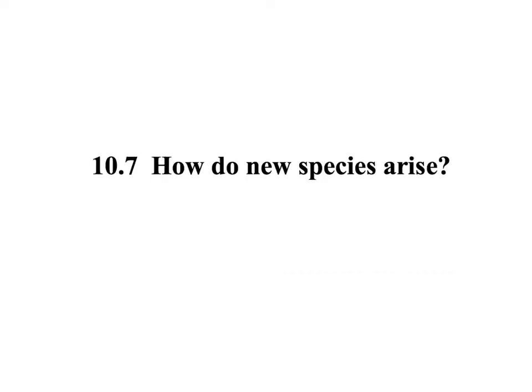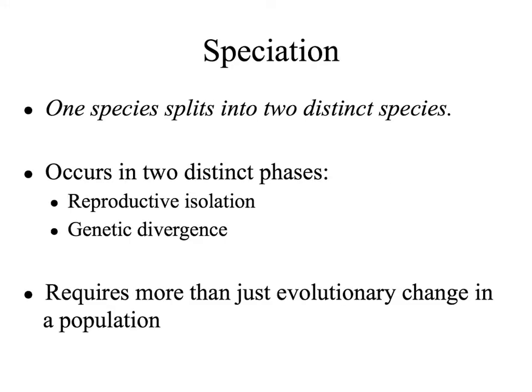In this lesson, we will be looking at macroevolution. New species arise through the process of macroevolution or speciation. Speciation is when one species splits into two distinct species.